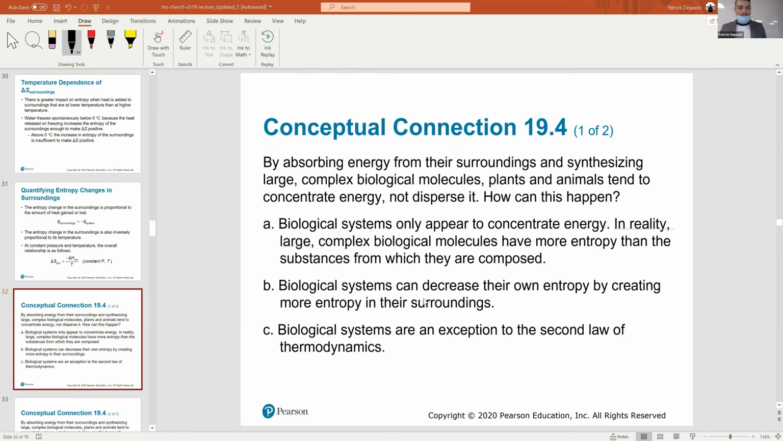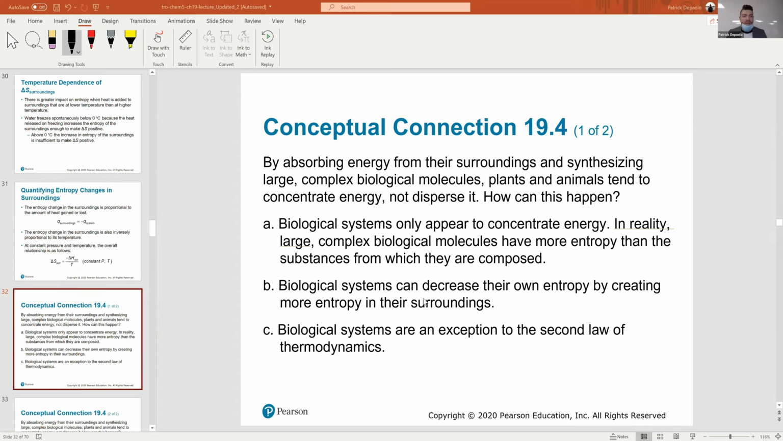Now, A doesn't really make much sense. It's kind of confusing. What they're trying to say is, let me read it. Biological systems only appear to concentrate energy. In reality, the molecules have more entropy than the substances of which they're composed. That's not true because they're composed of smaller substances. If you have a protein, for example, it has less entropy than the components that it's made up of, the amino acids. Each amino acid on its own has more entropy than a protein. Even though it's gelatinous, a protein is still more of a rigid structure than the summation of all of the free amino acids in the solution.